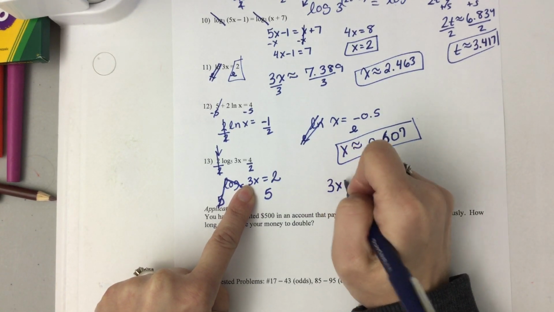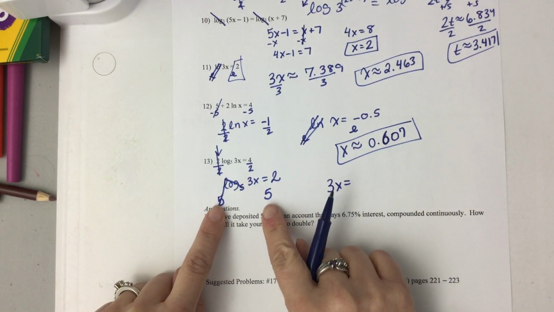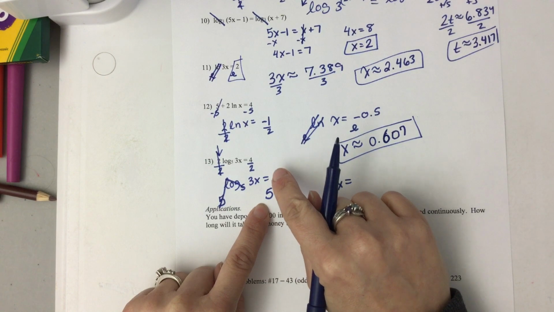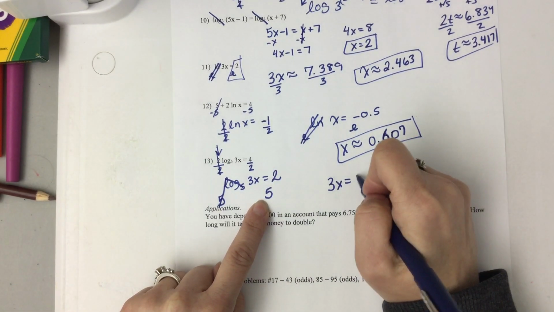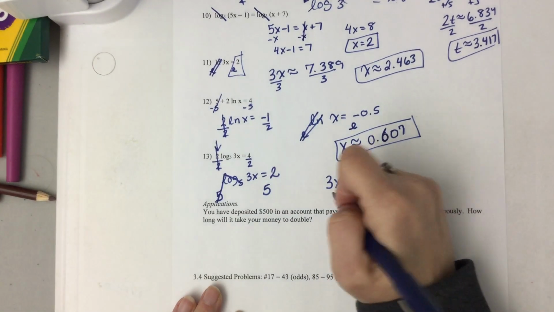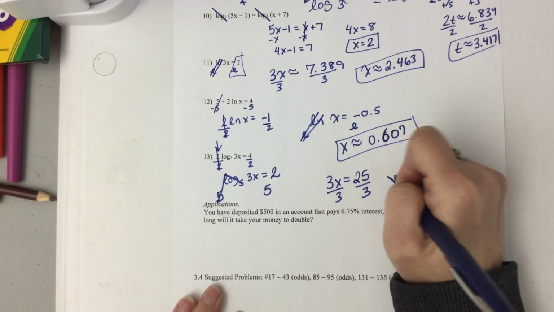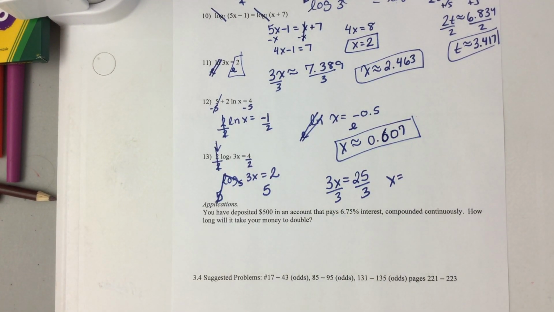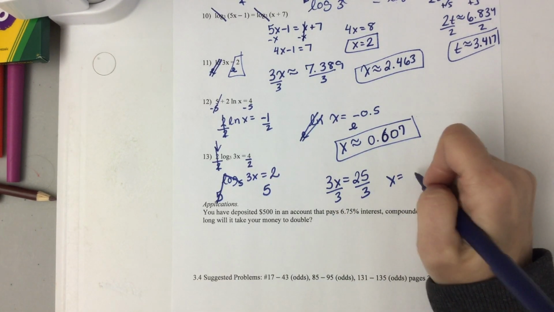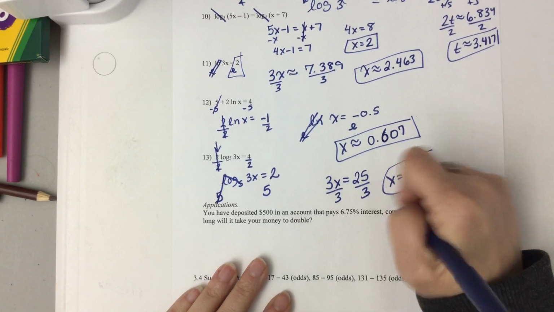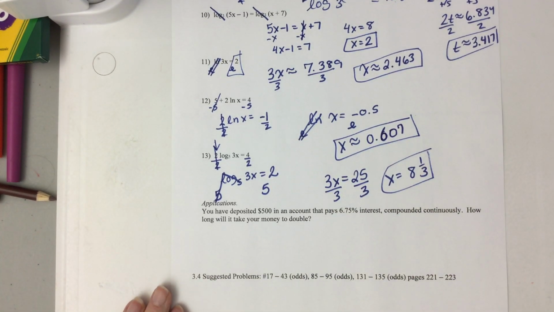So 3x equals, now remember this is an exponential base, so this is 5 to the power of 2. 5 times 5 is 25. Go ahead and divide both sides by 3. If I take 25 divided by 3, I get 8 1/3 or 8.3 repeating. Okay, so there were 13 samples of how you can solve exponential and logarithmic equations.